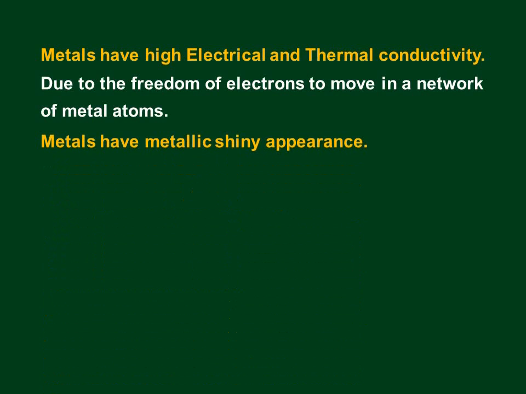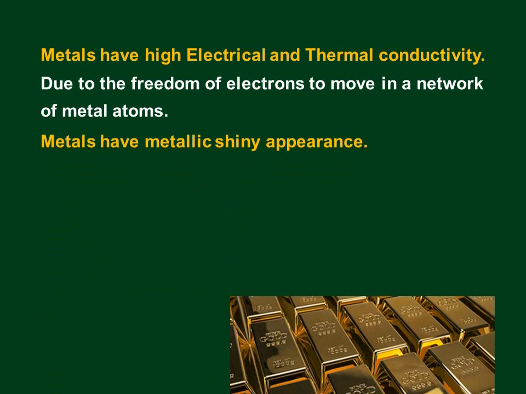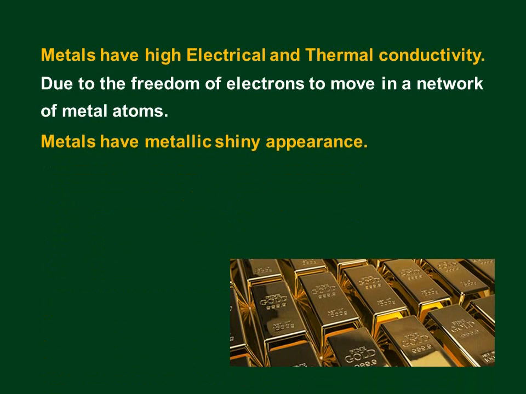Metals have a metallic shiny appearance, or metallic luster. As you can see here in the figure, gold is a metal and it's shiny. Why is it shiny? Shiny means it reflects light. So it absorbs light from the sun, absorbs light in general, and then re-emits it again.